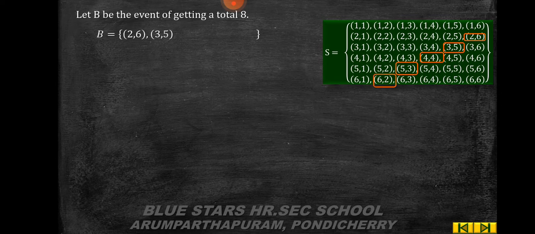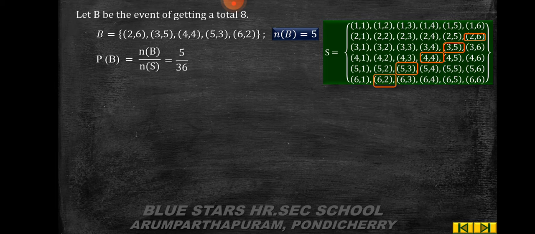Therefore, B is equal to (2,6), (3,5), (4,4), (5,3) and (6,2). Therefore, n(B) is equal to 5. Probability of B is equal to n(B) by n(S), which is 5 by 36. So P(B) is equal to 5 by 36.